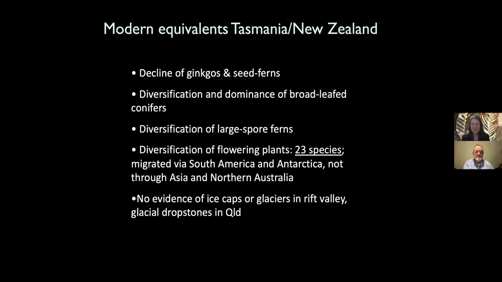So what happened during that whole early Cretaceous? We're seeing the decline of those strange ginkgo and seed ferns, like the cycads. We're seeing diversification and dominance of much broader leafed conifers. We're seeing large spored ferns also diversify at this time. And then the flowering plants bursting onto the scene, and 23 different species that Vera's described coming from South America and Antarctica. Thought to have migrated, but now we're seeing that changed last year with the paper from looking at potentially more likely to have come from Asia.